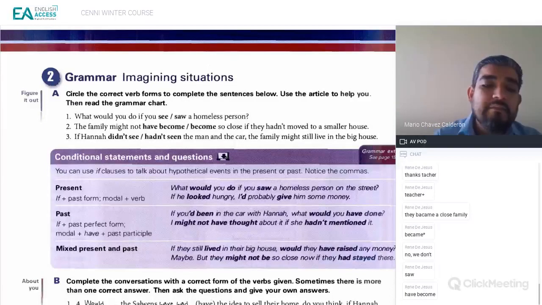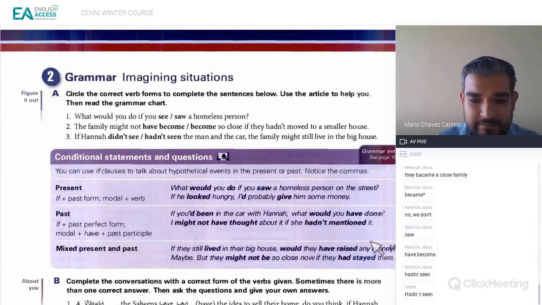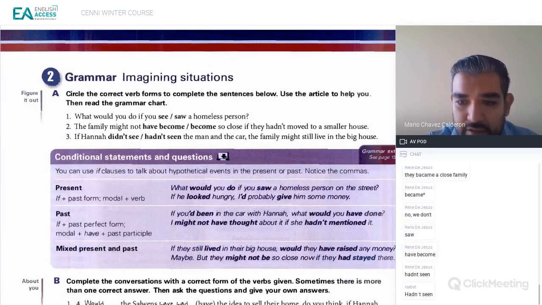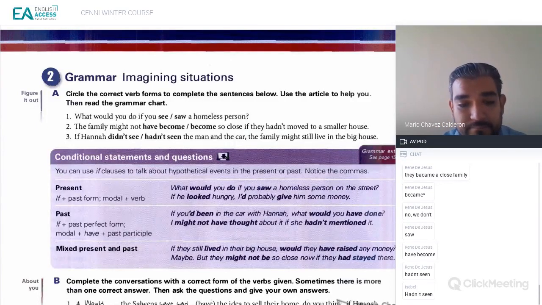Didn't see or hadn't seen? Let's wait for Isabel. Hadn't seen. If Hannah hadn't seen the man in the car, the family might still live. Yes. This is an example of mixed conditional. Good job. Good job, Renee and Isabel.